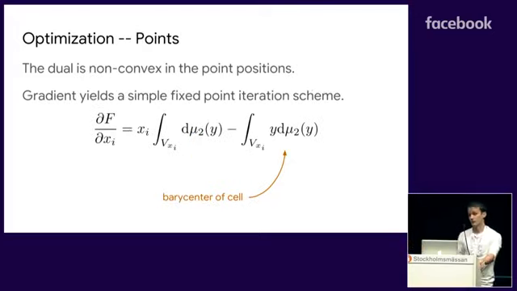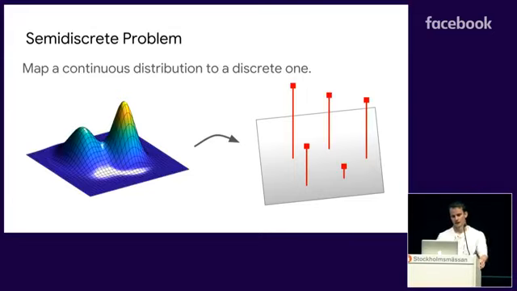The optimization with respect to the points, unfortunately, is non-convex. But taking the gradient yields a very simple fixed point iteration where you update the position of the current point xi to the position of the barycenter of the Voronoi cell you're in. This has some connections to the semi-discrete problem, where you want to map a continuous distribution to a discrete one.